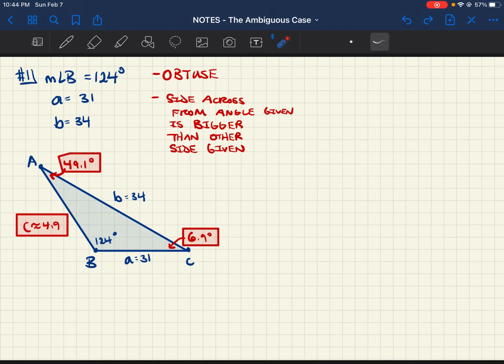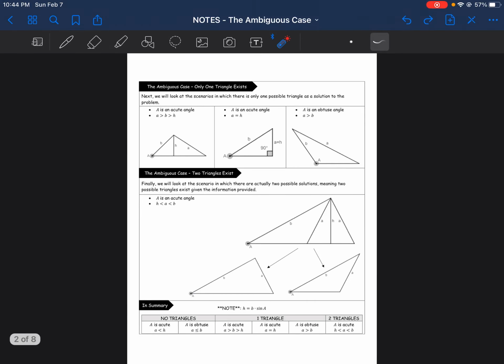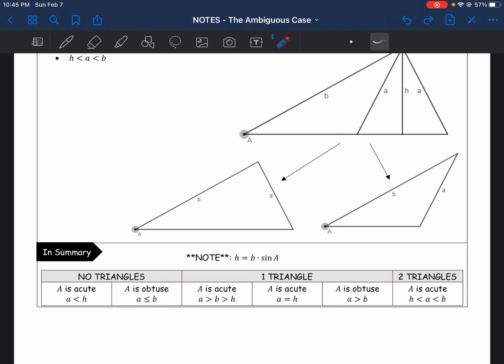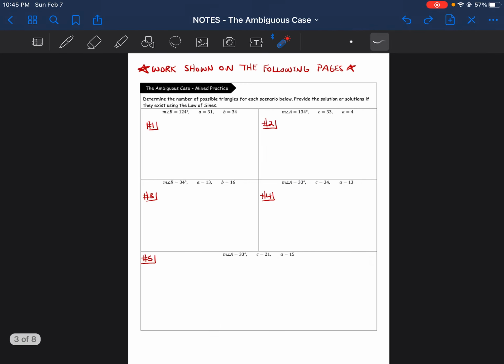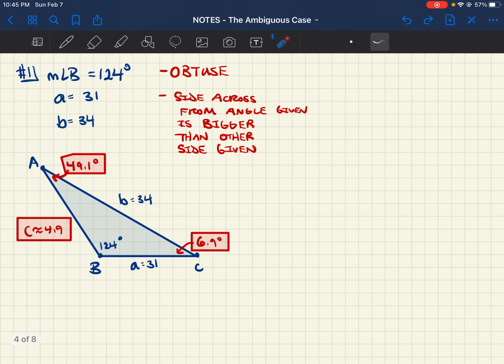So let's go back and look at those little scenarios here. So we can see obtuse angle, and the side that's across from the given angle is bigger than the side that's not across from the given angle. So this falls into a one triangle scenario. What this means is that if we use the law of sines, we will get the one and only solution. So let's use the law of sines to get our one triangle solution.